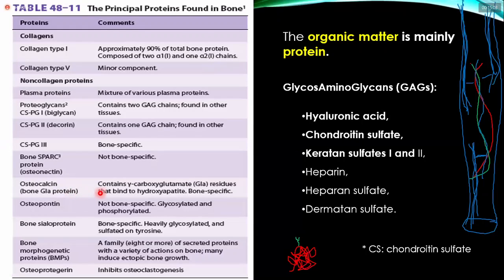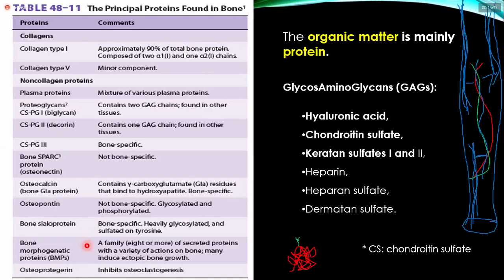Okay. Osteocalcin contains what's called gamma carboxyglutamate residues, it is rich with gamma carboxyglutamate residues, and it's a bone specific protein, and this is very important. The osteopontin is not a bone specific protein, and it's a glycosylated protein as well as a phosphorylated one. The sialoprotein is also another example of a bone specific protein.